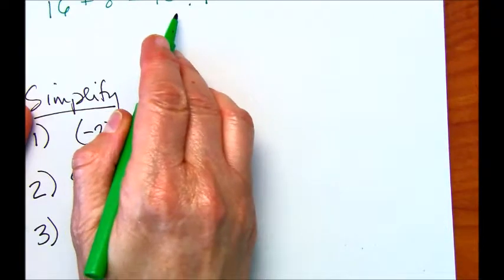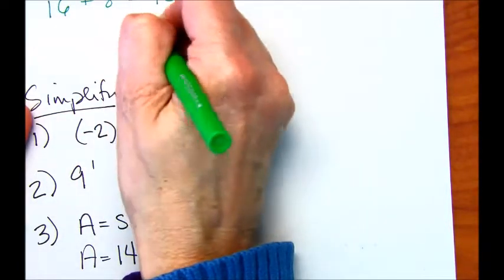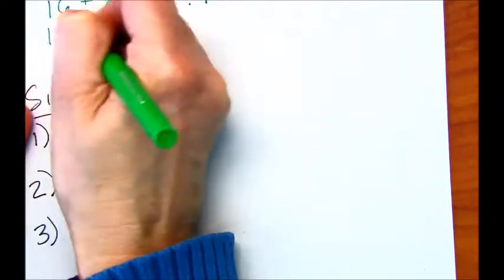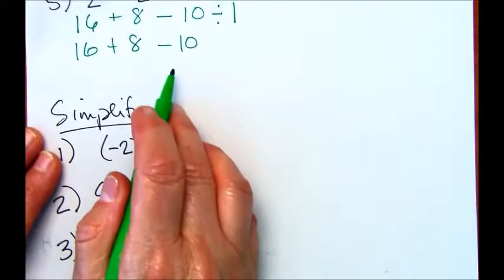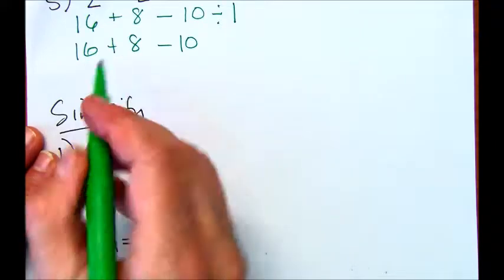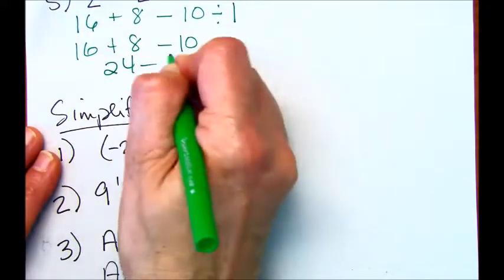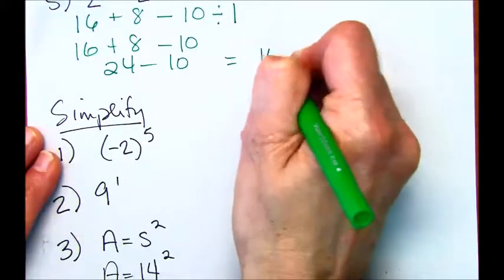Now we've got add, subtract, divide. You want to divide first, so that's going to give us a negative 10. So let's bring that other stuff down. Now we've got add, subtract. We're just going to go left to right, so that'd be 24 minus 10 equals 14.